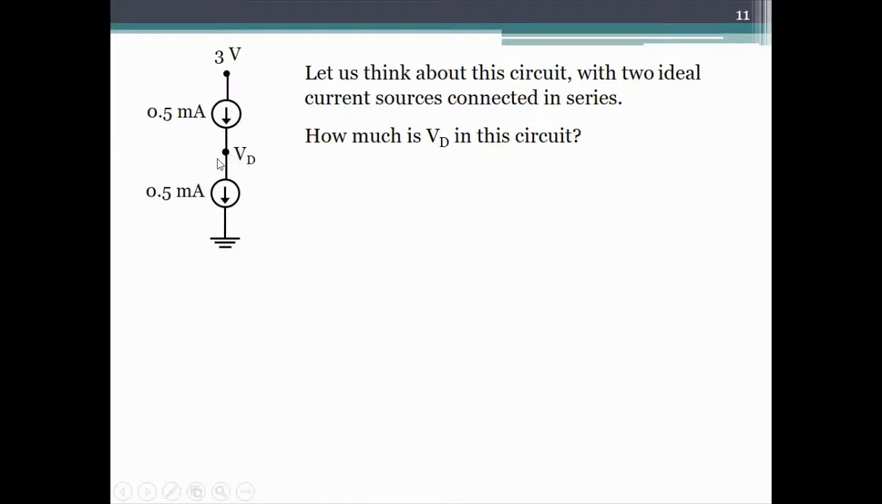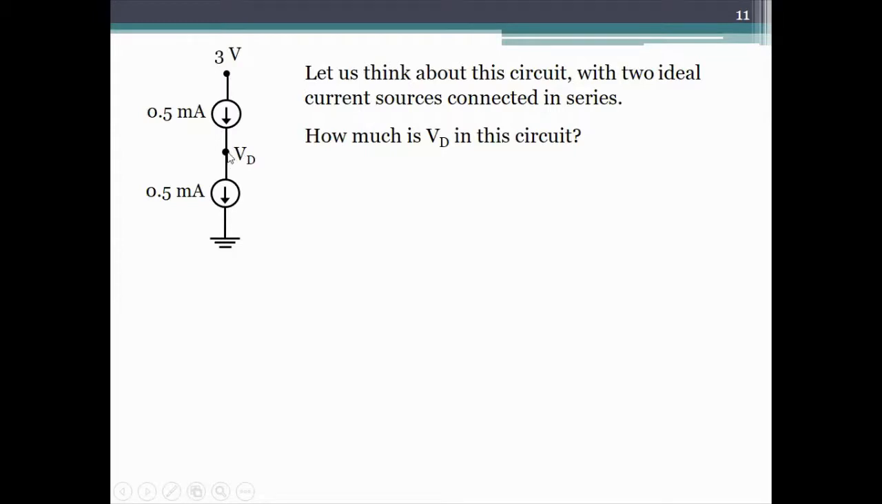This is a circuit question. It has absolutely nothing to do with MOSFETs. This is your first course in electric circuits question. What is the voltage VD? Often the intuitive answer that students tend to give is that it must be 1.5 volts. This is 3, so VD has to be half of 3 volts.